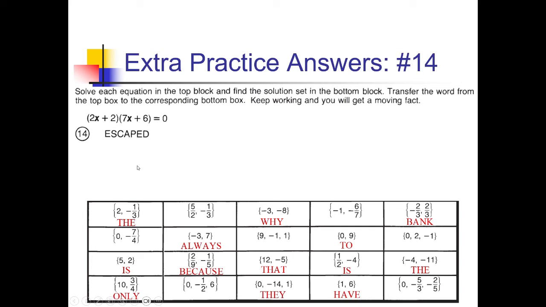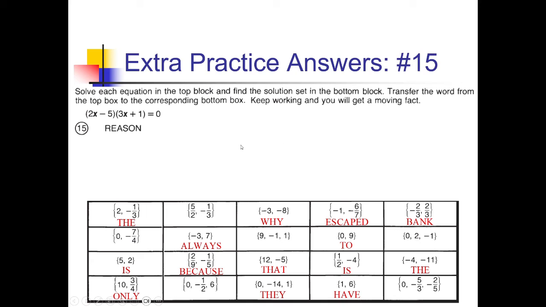On this one, I can set 2x plus 2 equal to 0 and also 7x plus 6. So this first one, let me subtract 2. And then negative 2 divided by 2 gives me x equals negative 1. Over here, subtract the 6. Dividing by 7, I have to use a fraction, so negative 6 over 7. And it looks like that's right down below right here, so that's going to be "escaped."